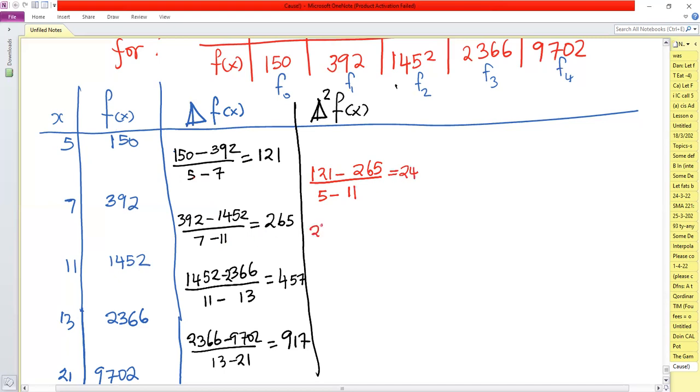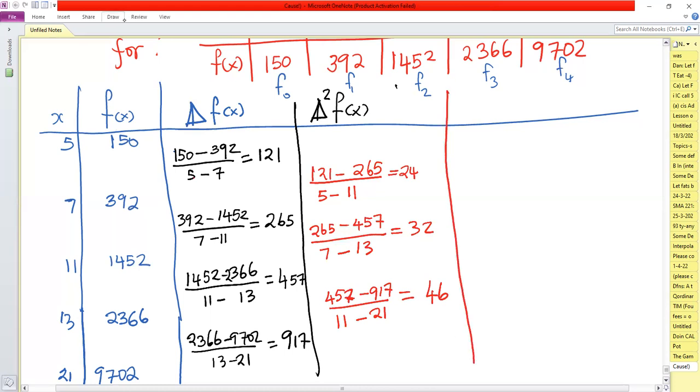Next will be 265 minus 457. For 265, the lower number is 7. For 457, the upper number is 13. So when you work this out, you get 32. The other difference will be 457 minus 917 divided by, for 457, the lower number is 11. For 917, the upper number is 21. When you work this out, you get 46. So that is how we define the second divided differences.